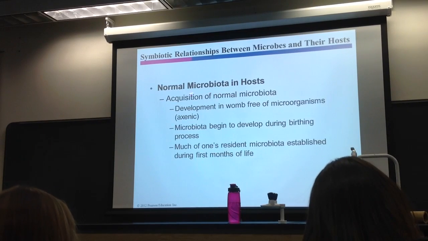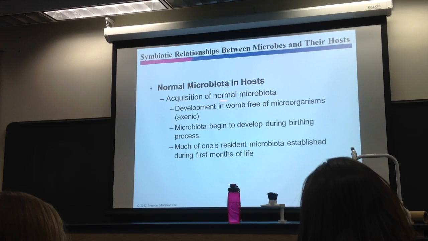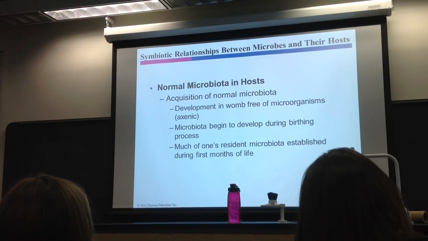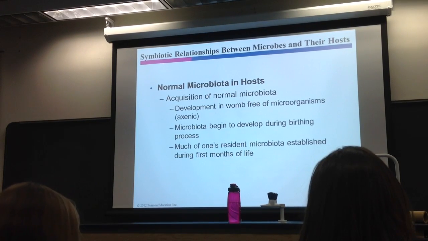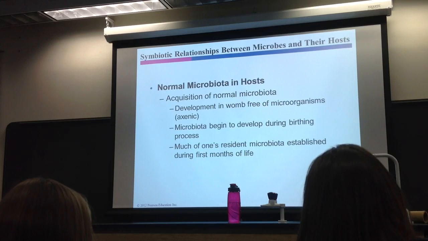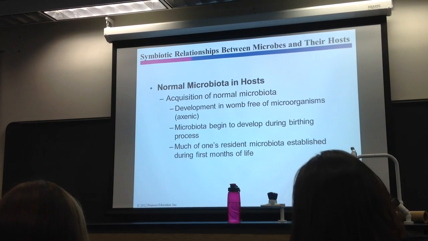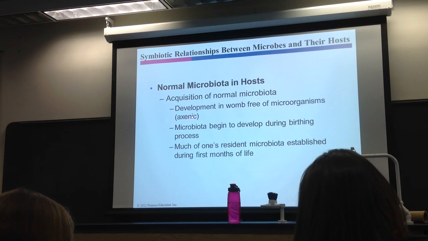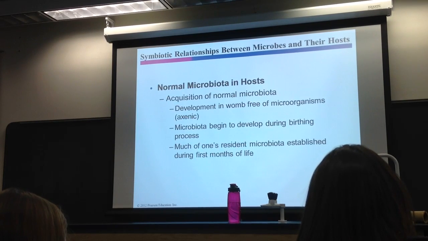Now, I already kind of gave you a preview of this one, but we'll go through this really quickly. In other words, this is talking about how do you acquire the normal flora? Where does it come from? I just talked about how if you're starting off in the womb, that's a sterile environment. It's supposed to be sterile. So this word here, axenic, just means sterile. It's free of microorganisms. So where do the microbiota come from?